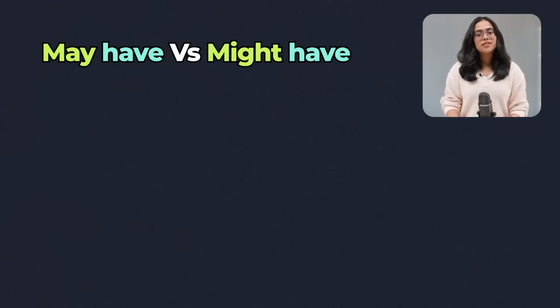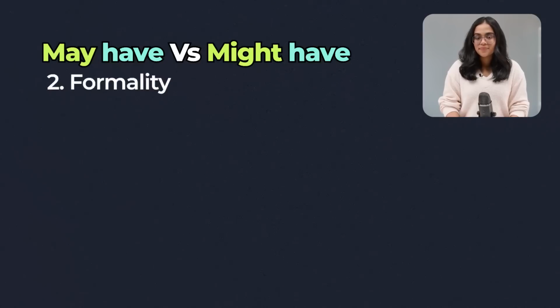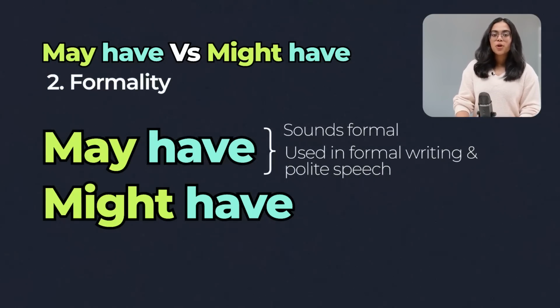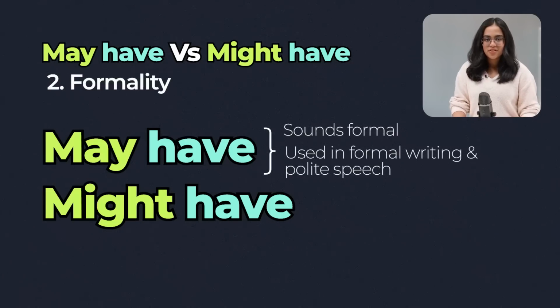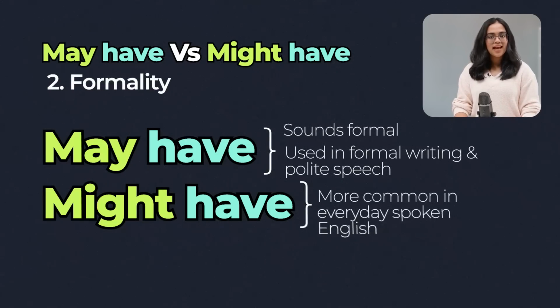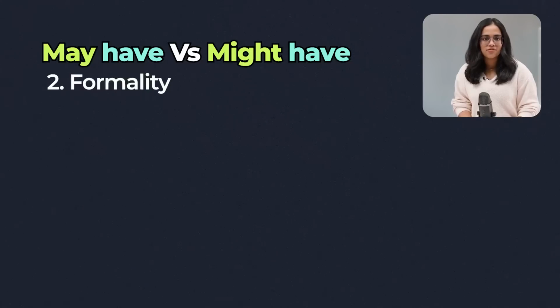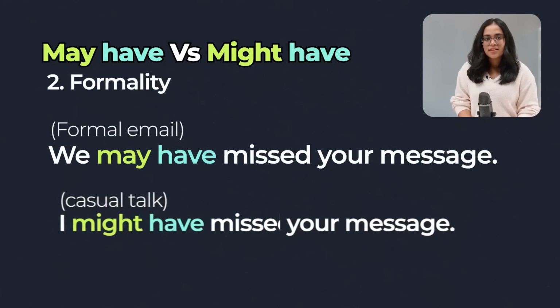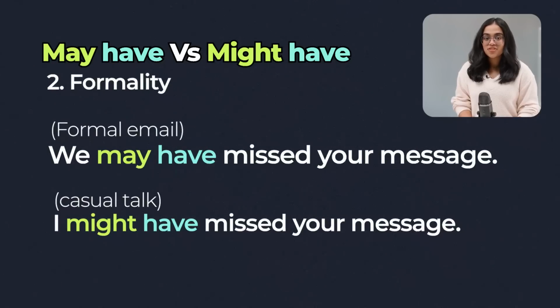The second difference between may have and might have is the formality. See, may have sounds a bit more formal. May have is often used in formal writing or polite speech, whereas might have is more common in everyday spoken English. For example, in a formal email, you may say, "We may have missed your message." Or in a casual talk, you might say, "I might have missed your message."